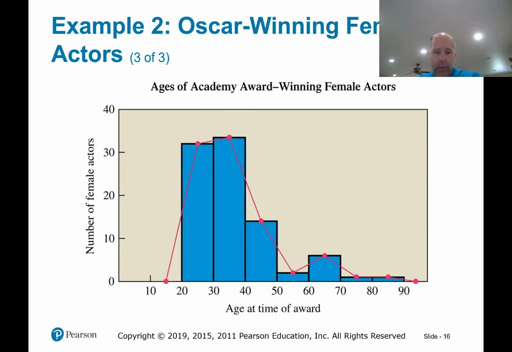So here we go. Now this is an overlay. Notice the frequency polygon shows the same distribution over the histogram. You can see that the majority of actresses won when they were in their 20s and 30s. And then you can also see a trend that as actresses got older, less and less of them won Academy Awards.